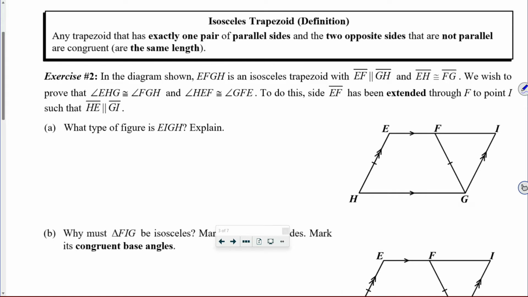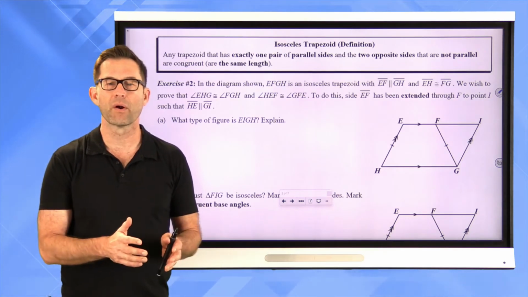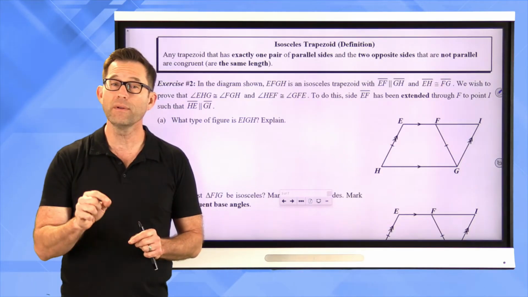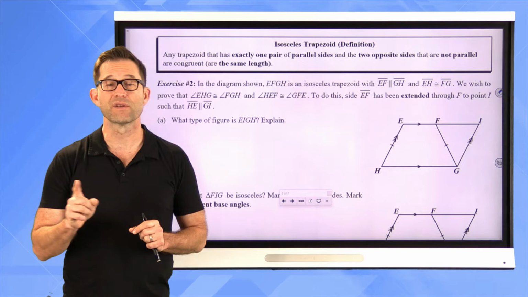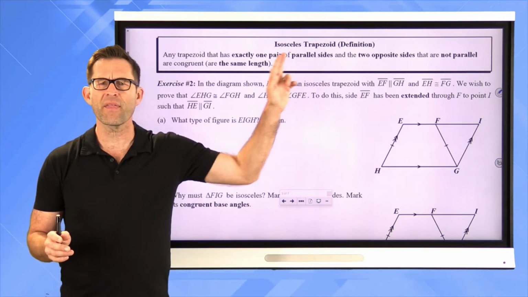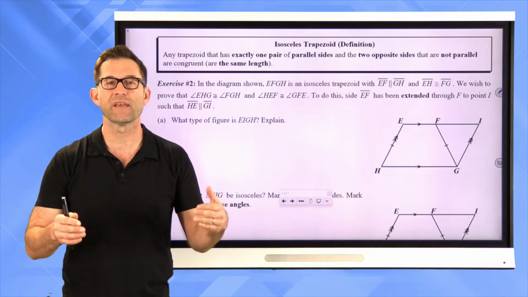Any trapezoid that has exactly one pair of parallel sides and the two opposite sides that are not parallel are congruent. In other words, a trapezoid in general could have one pair of parallel sides or two. An isosceles trapezoid is going to have only one pair, and then the other pair of sides, the ones that are opposite of each other, are going to be the same length. And so that word isosceles in math really means same length.